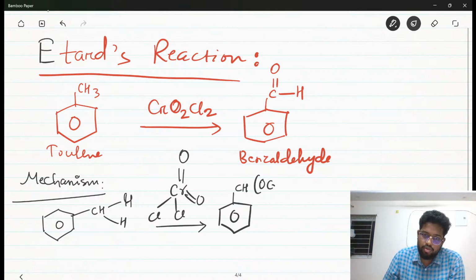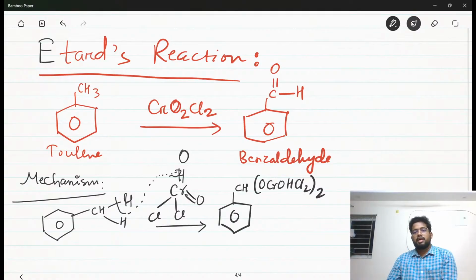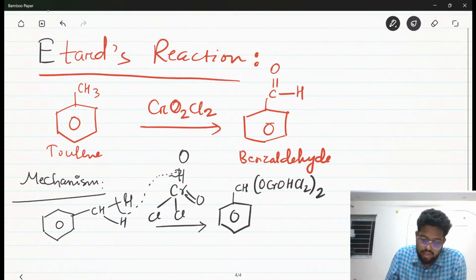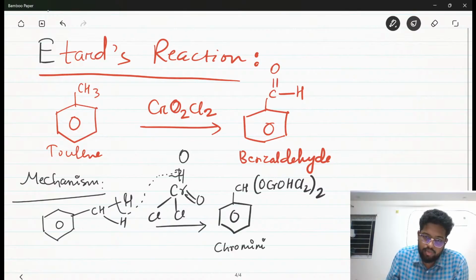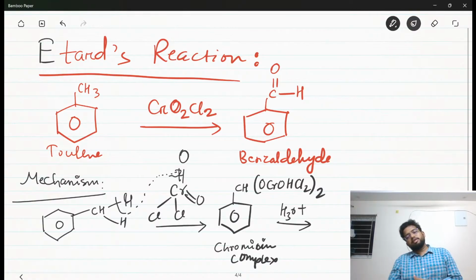CH, O, CrOHCl2 whole twice. So one of the bond will break and this hydrogen will leave and we get a bond here. Hydrogen will also stay and we get a bond here. Now after getting this complex, write down this is a chromium complex. This chromium complex undergoes hydrolysis. If I do hydrolysis here, H3O plus, directly I am writing the hydrolysis product on the next slide. So I am doing hydrolysis here.